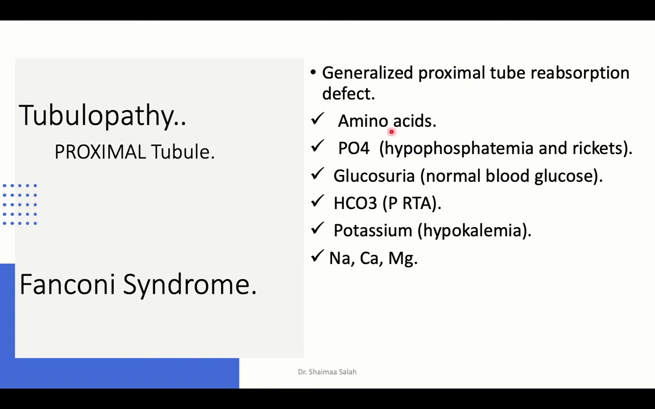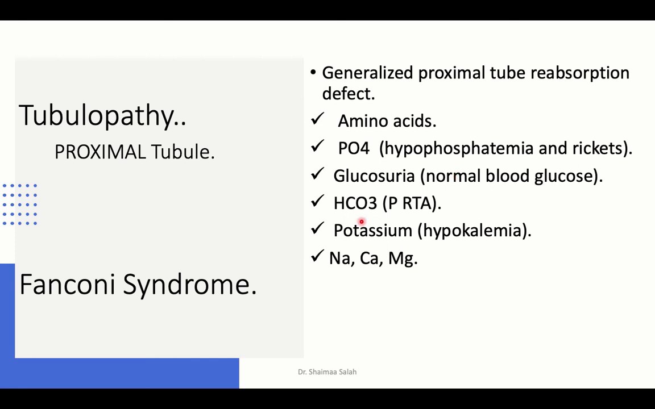Fanconi syndrome is a generalized proximal tubule reabsorption defect. It is not just bicarb loss, but we lose amino acids. There is amino aciduria. We lose glucose. We have glucosuria, but characteristically with normal blood glucose. We don't have diabetes. We don't have hyperglycemia or hypoglycemia, but we have glucosuria. Okay, so glucosuria, amino aciduria. We also lose phosphate in excessive amounts. There is hypophosphatemia and low TRP, or tubular reabsorption of phosphate, that will be complicated by rickets, or rickety manifestations.